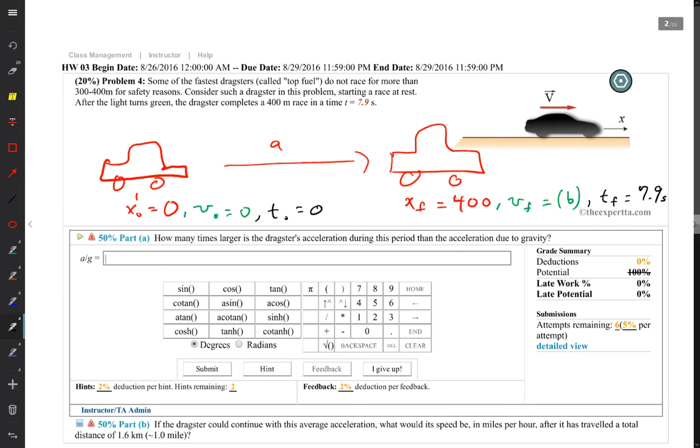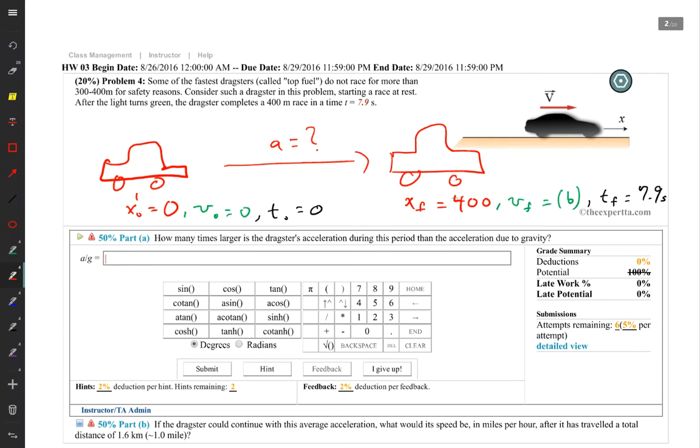7.9 seconds. So I have my figure and I have the variables that I'm given. I have the final velocity that's not known. The other thing that's not known, I didn't write equals question mark, is the acceleration. And so for part A, I'm going to find that acceleration. So I've drawn my diagram. I've identified the knowns and unknowns. I'm ready to get started.